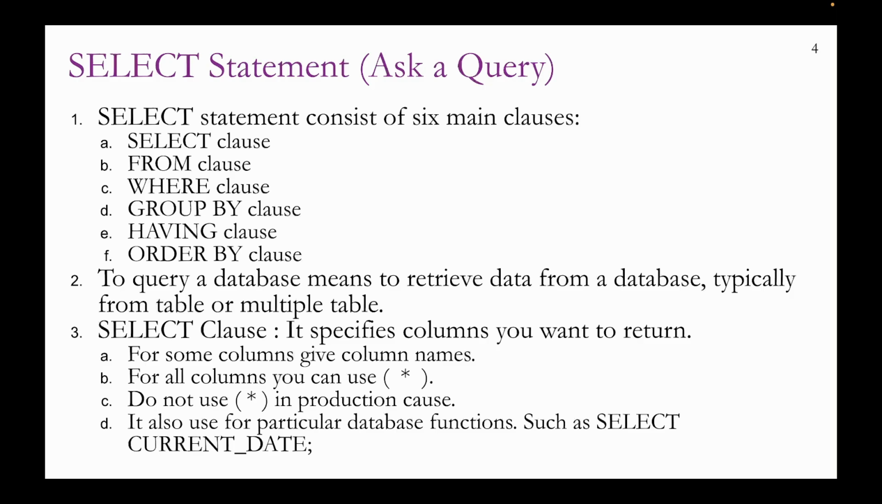For writing this select statement, first comes the select clause. If we want all the columns, then we can use an asterisk. But keep in mind, during production, don't use an asterisk, because when a table has a large number of columns, that can break our system. So only use the columns which are required and write their names in the select clause. Sometimes select is also used to get some data directly, like select current date. It will give us the current date of the machine we are using.